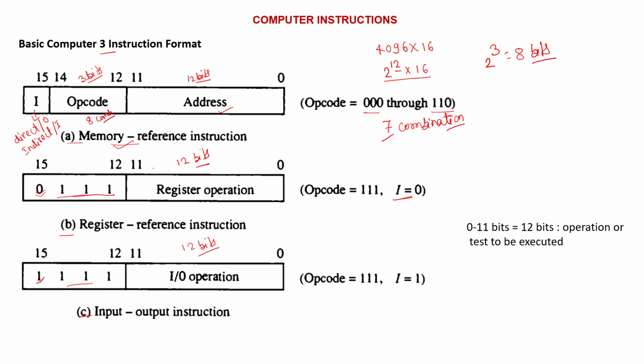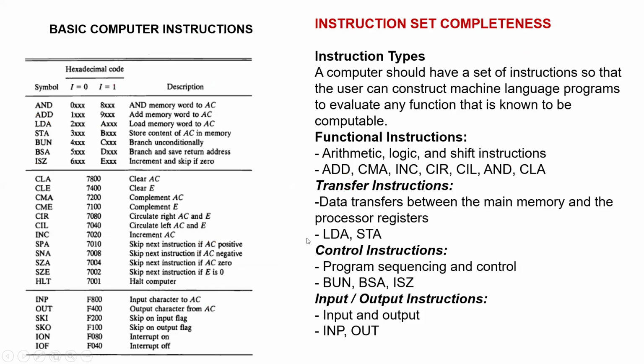So here, if you have bits 0 to 11, that is a total of 12 bits, it is going to check the operation, or if some operation is not being performed, then it is used for testing purposes, or to decide which test is to be executed. Like this, the initial 12 bits are being utilized.